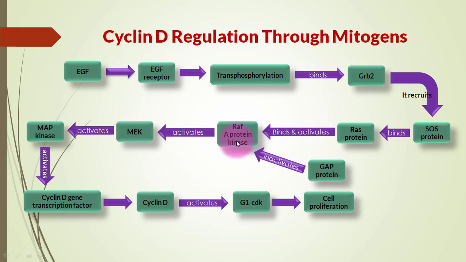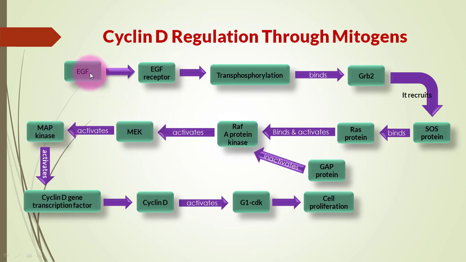RAF protein activates through phosphorylation. It will transfer a phosphate to a protein called MEK protein. MEK protein, in turn, will bind and activate a protein called MAP protein, or mitogen activated protein kinase. This is all called a MAP kinase cascade.